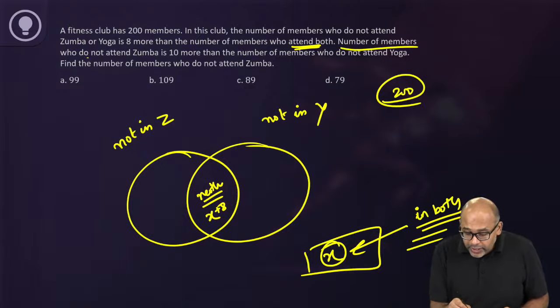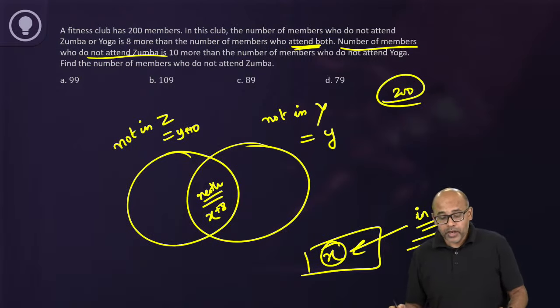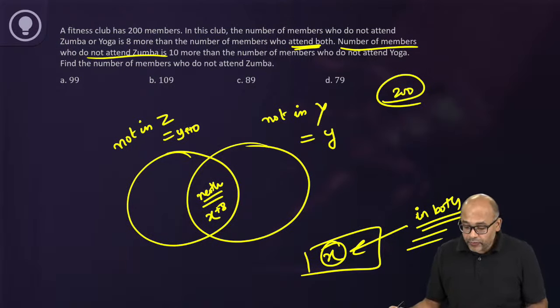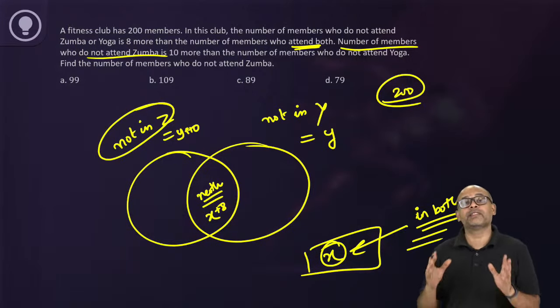Number of members who do not attend Zumba is 10 more than the number of people who do not attend yoga. So let us say yoga is Y. Not attending yoga is Y. So Zumba should be Y plus 10 according to the question. Now the question is, find the number of members who do not attend Zumba. So this is what they're asking, not in Z. Y plus 10 value they're asking.